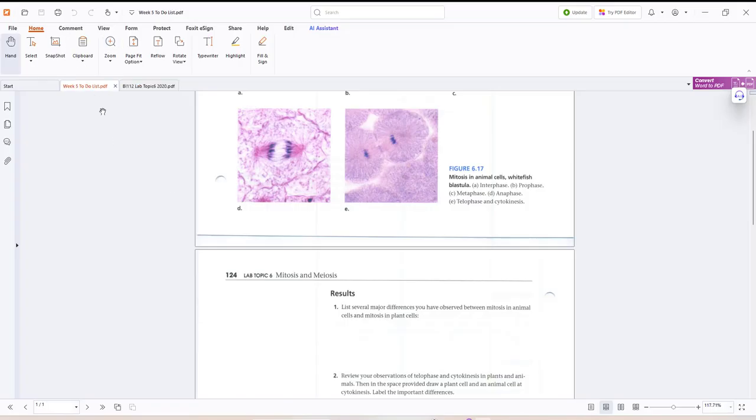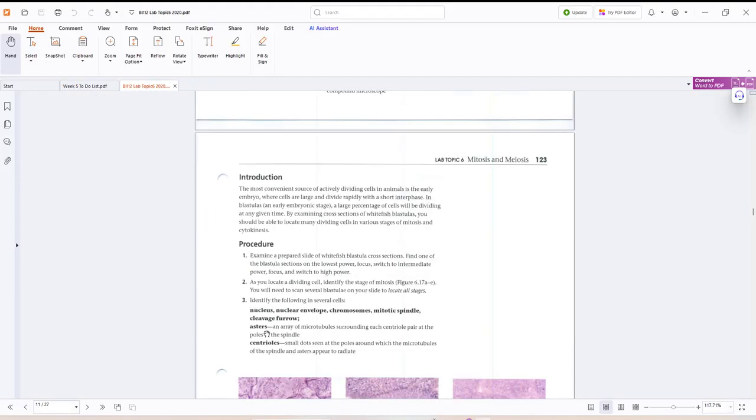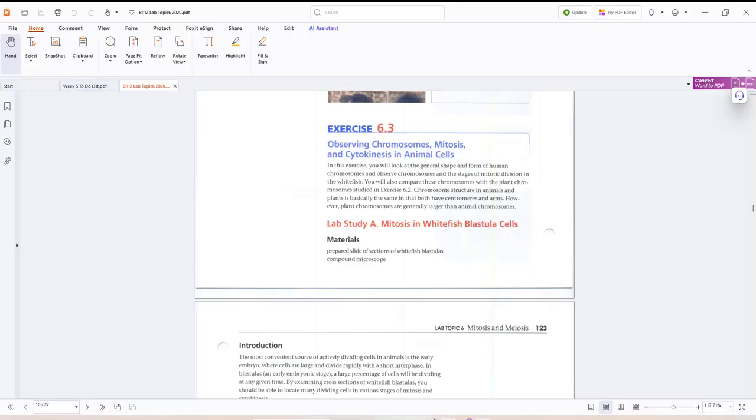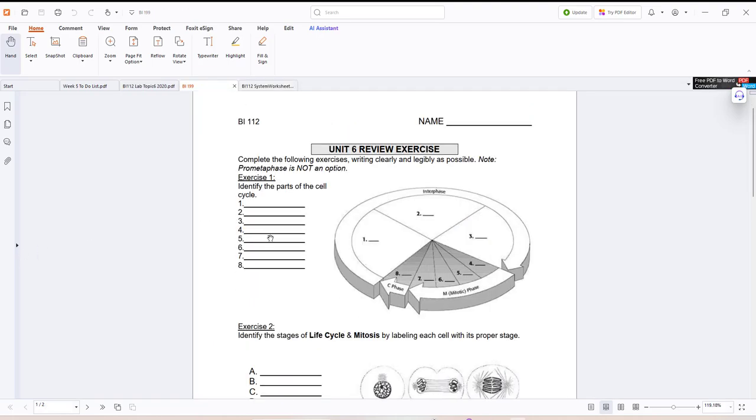I already downloaded it. Oops, wrong one. Hang on. There it is. So this first exercise in Unit 6, we're going to look at the cell cycle. Okay, so with the cell cycle, we're just simply labeling each of the stages. So make sure that you label the corresponding number with the parts of the cell cycle.